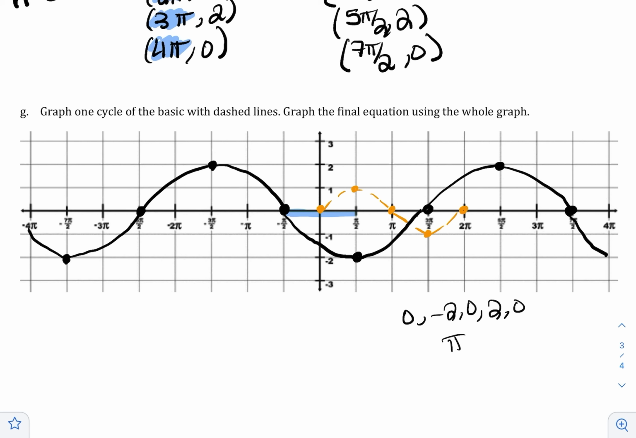So here again, we can see our transformations. Look at the orange versus the black. It's been vertically stretched and vertically reflected, which is why the point was above and now the point is below. And it's been horizontally stretched. The graph is much bigger and it's been shifted a little bit to the left. And here it is.